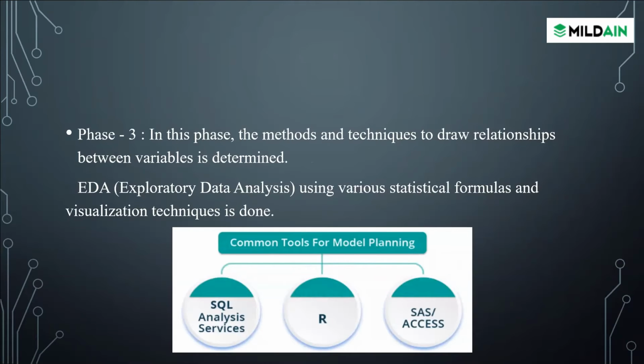In phase three, methods and techniques: relation among the variables. As I told you, we have a number of data, and we have to find how they are related to each other. And EDA, exploratory data analysis, uses various statistical formulas and visualization techniques. We use SAS, MS Access for the models. Fine.